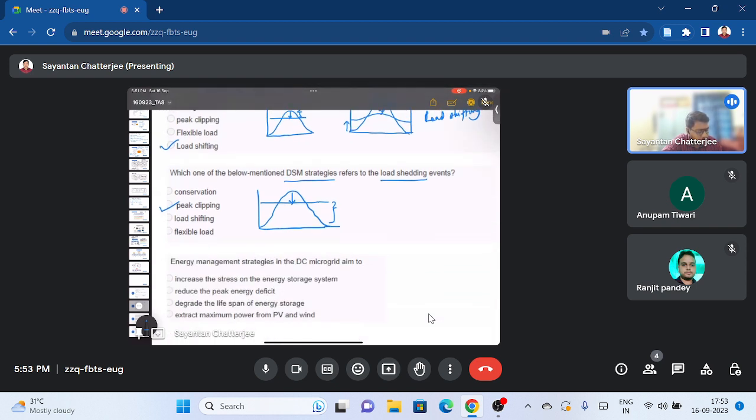Then, energy management strategies in DC microgrid aim to: increase the stress on the energy storage system, reduce the peak energy deficit, degrade the lifespan of the energy storage, extract maximum power from the PV and wind.